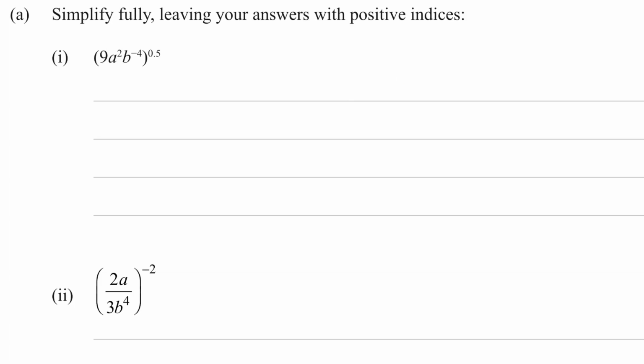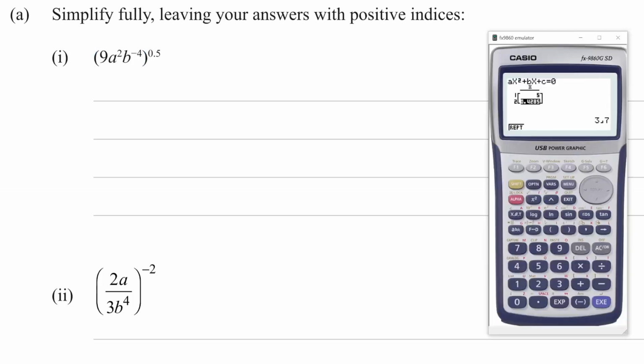So in part 1, we have 9a squared times b to the power of negative 4, all raised to the power of 0.5. Now you might be thinking, what the heck is a 0.5 power? That is a great point. So let's find out. Menu, run maths.